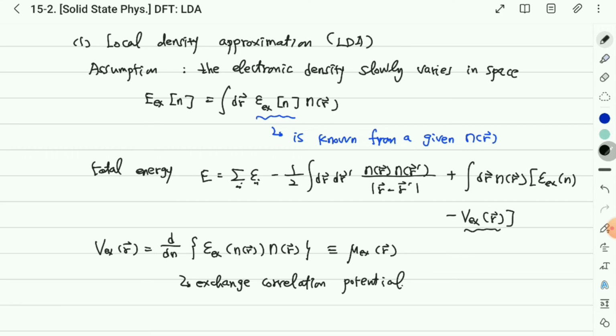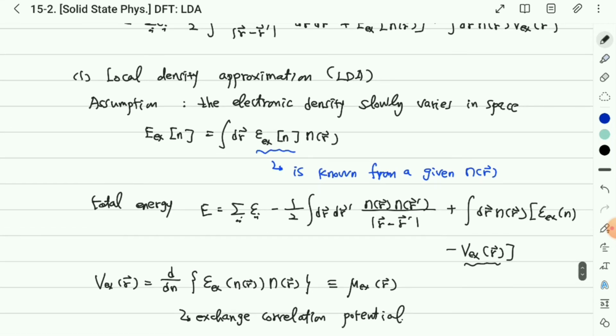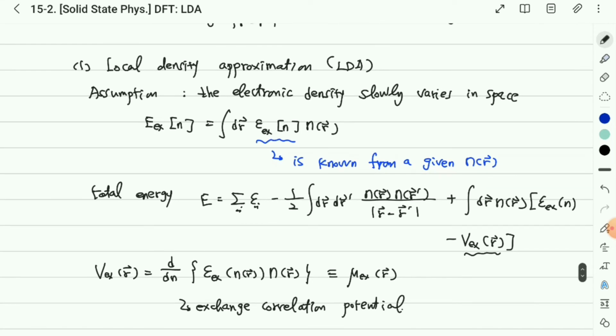And therefore, here the exchange correlation potential, we do not know exactly. In some cases we should assume the exchange energy and exchange potential, since we don't know them exactly. Therefore, there are several methods to solve these equations.